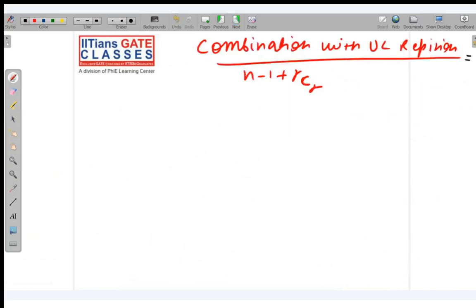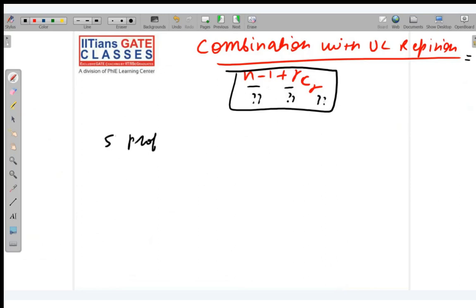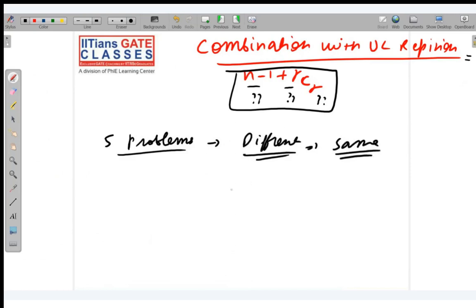Next is combination with unlimited repetition. The formula for combination with unlimited repetition is (n minus 1 plus r) C r. Now what is n, what is r? Don't worry, we will dig deep into all these things. But let me tell you one thing: we will study 5 problems, and they are different problems, but actually they all will be the same.